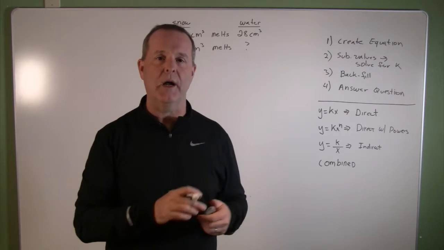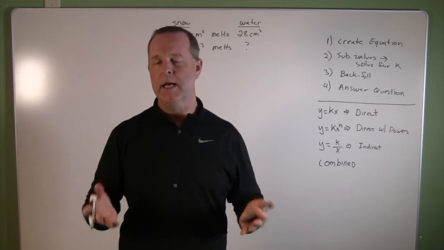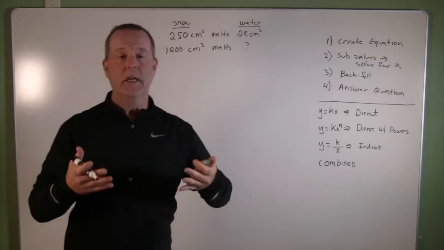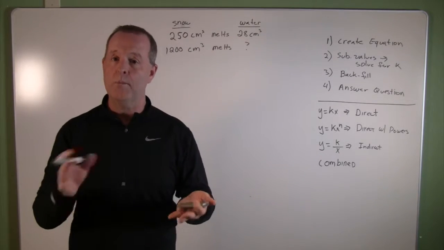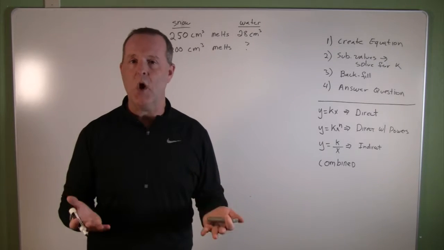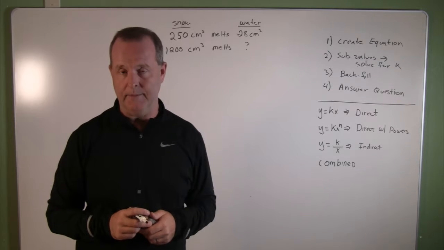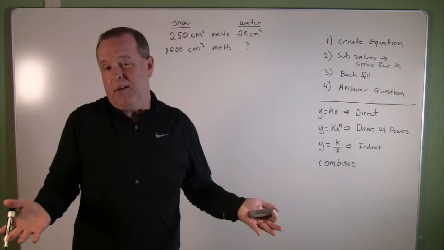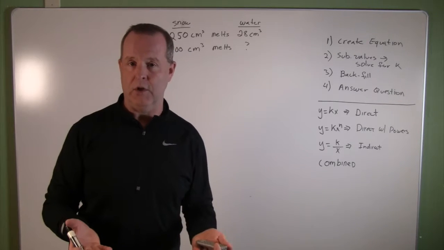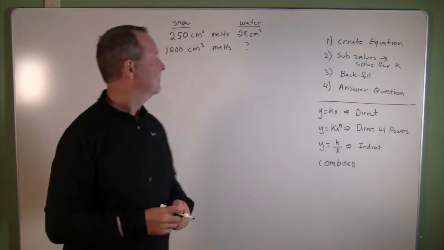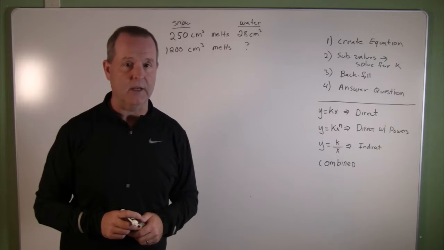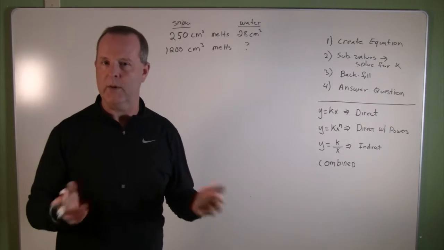Well, this one particular data set that was provided to us lets us know that 250 cubic centimeters of snow will melt into 28 cubic centimeters of water. And we know that these two things vary directly. So given that, I'm curious, what if we have more snow this year? What if there's a greater snowpack? How much water volume can we expect? So let's look at what happens if we expect 1,200 cubic centimeters of snowfall this year. How much water are we going to expect?